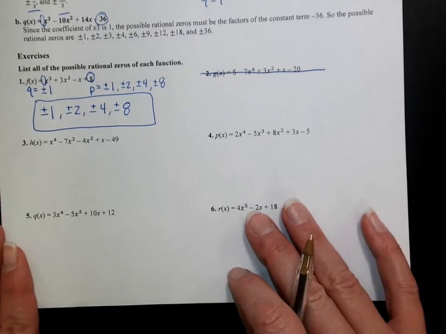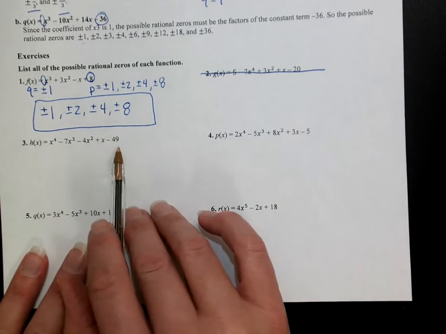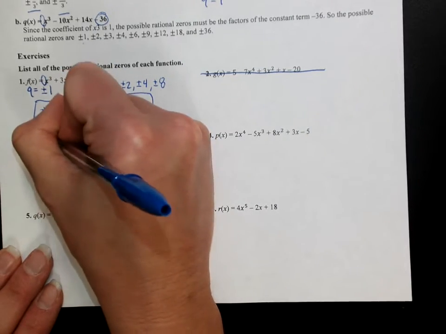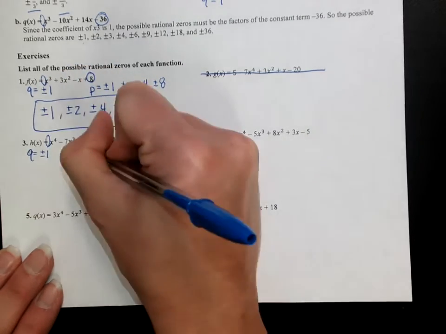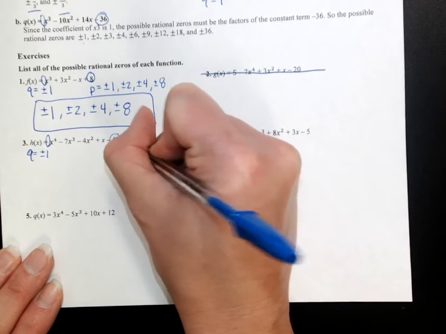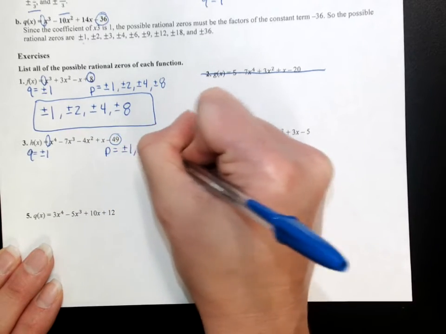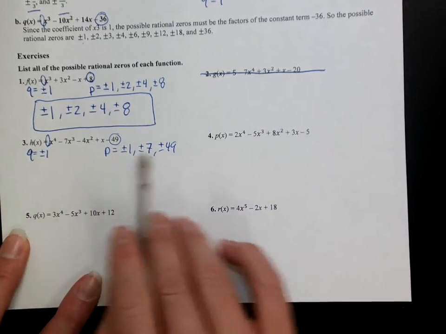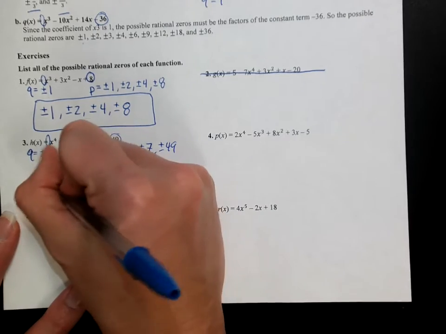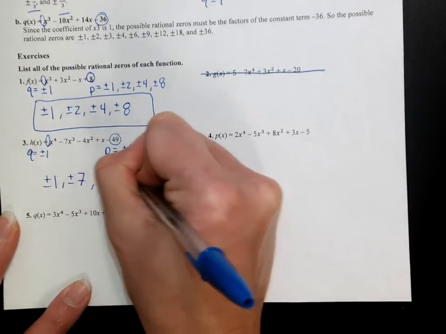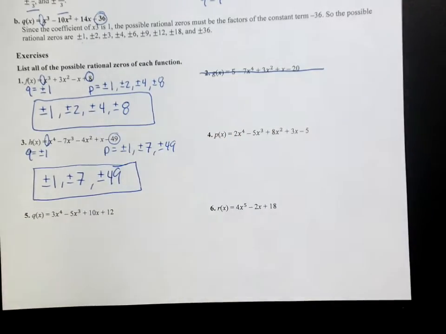Question number 3, I'm going to do the same thing. Be sure it's in standard order, and this one is. So again, Q, here, factors of 1, plus or minus 1. P are factors of 49. That's 1, that's 7, and that's 49. Again, P divided by Q. Divide all these by all these. That's just a 1, 7, and 49. You'll learn to love these ones that don't have a coefficient in front.